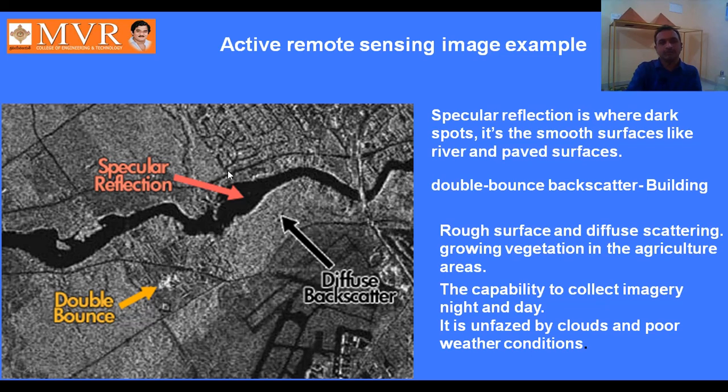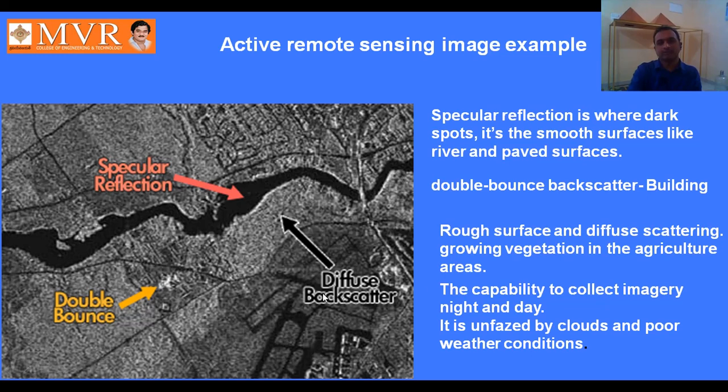Whenever you see this image, it is after pre-processing. The raw image is not like this. In the raw image we could not get any data. After pre-processing only we will get this image. This is double bounce scattering. Double bounce means buildings. Specular reflection means single reflection. Smooth surfaces give the specular reflection.